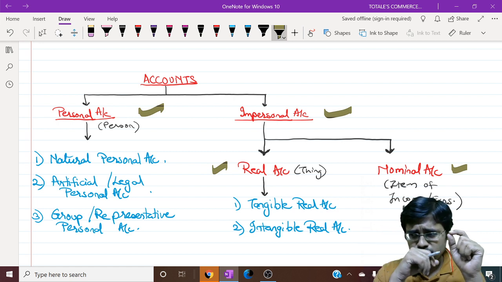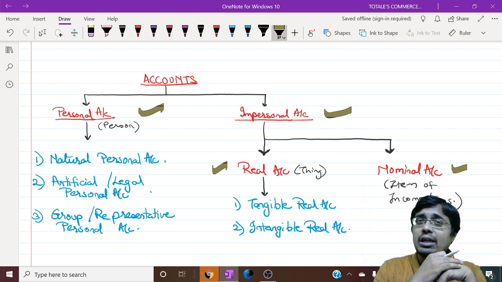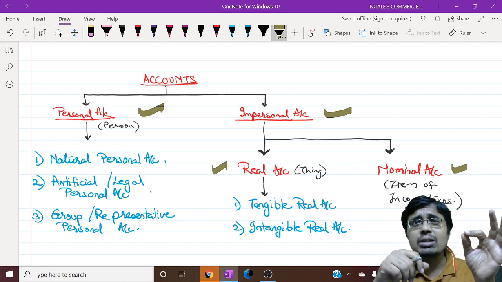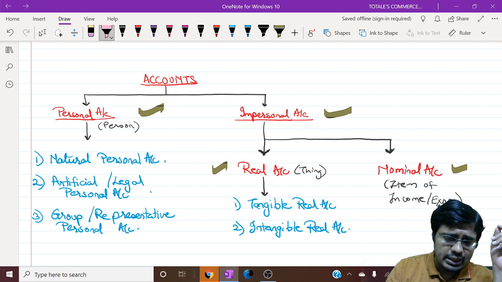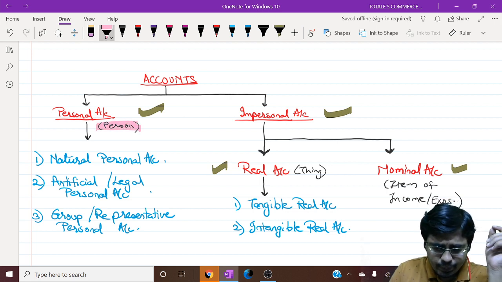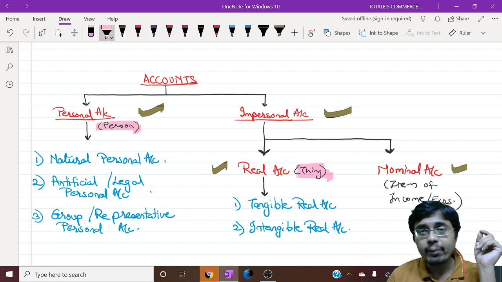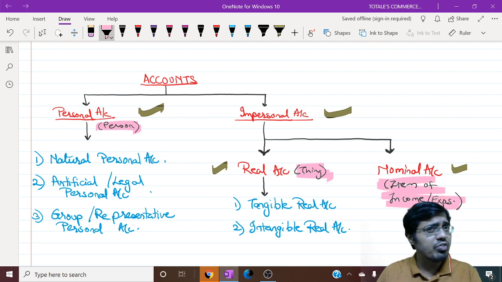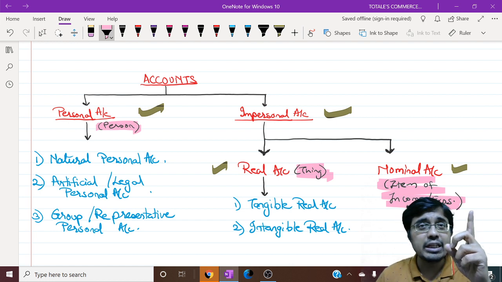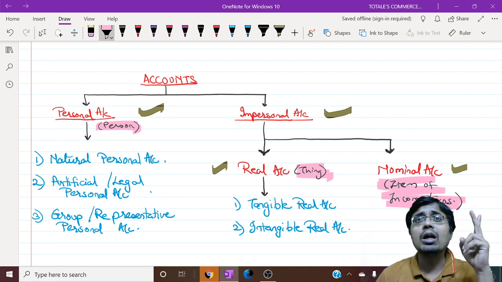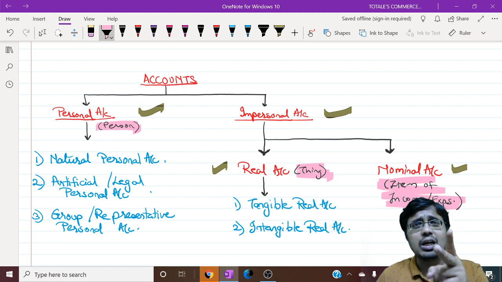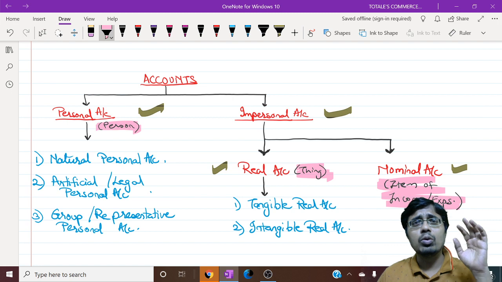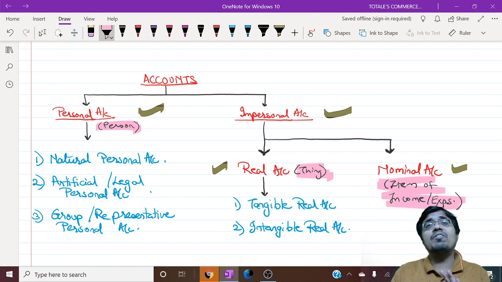Let us go back to the previous lecture and try to remember the definition of an account. An account is a summarized record of all the business transactions relating to a particular person, particular thing, or a particular item of income or expense. So these are the three types of accounts. Accounts dealing with persons are personal accounts, accounts dealing with things are real accounts, and accounts dealing with income or expense are nominal accounts.